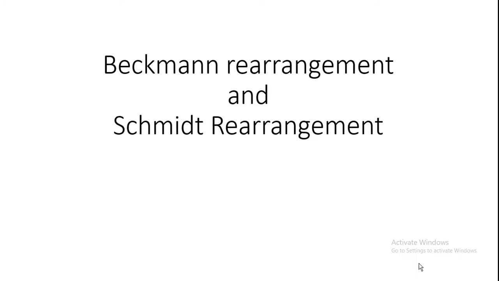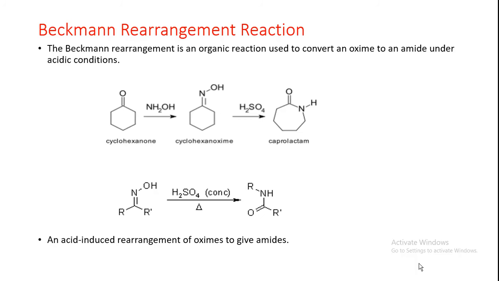So in today's class we will study about Beckmann rearrangement and Schmidt rearrangement. Okay, Schmidt rearrangement. So Beckmann rearrangement, let us just first study Beckmann rearrangement. So here one oxime will convert to an amide. Okay, so let us see. So the Beckmann rearrangement is an organic reaction used to convert an oxime to an amide under acidic condition.